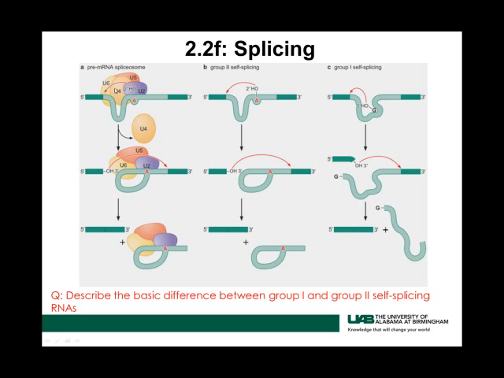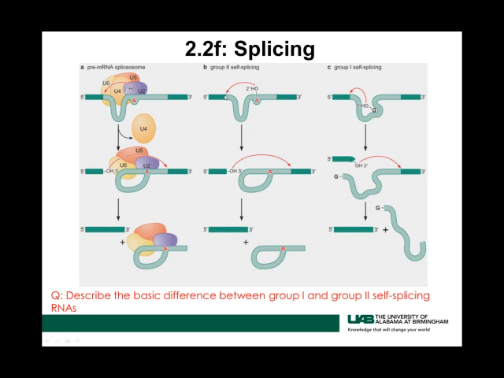So this is one that involves the snRNPs, and the same thing can occur without the snRNPs, and these are self-splicing RNAs, where the 2 phosphodiester bonds are formed without the mediation of the snRNP units. Again, exactly the same thing happens.